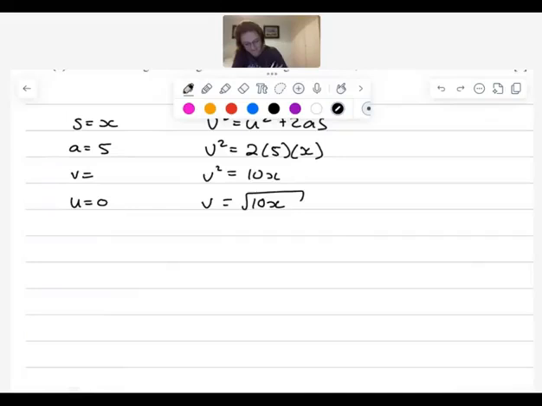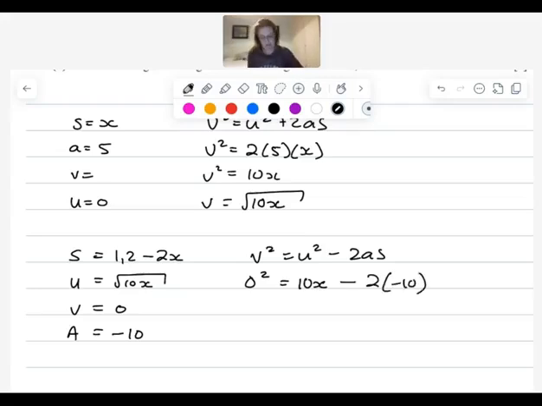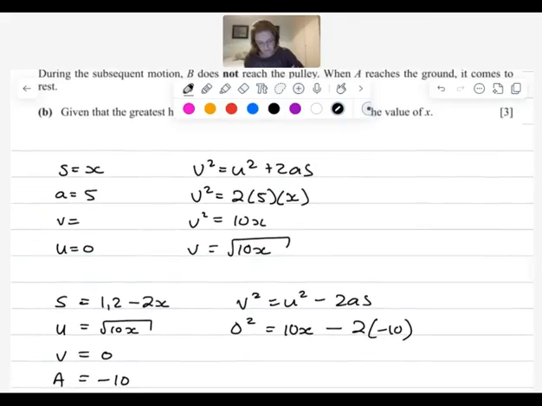Always draw your questions. Okay, so our distance is 1.2 meters minus 2x. Our u is root 10x, our v is 0, and our a is minus 10. Okay, and now we're working again. v squared is u squared plus 2as. Our u squared is root 10x squared, so it's just 10x. Our acceleration is minus 10.